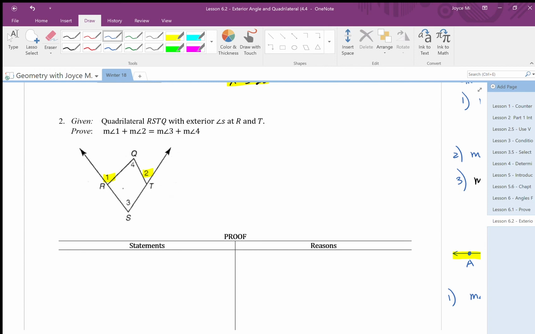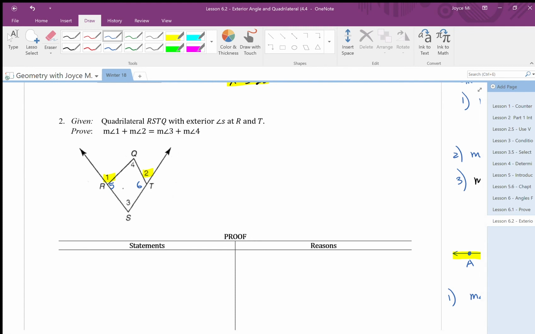So I see there's 1, 2, 3, 4. I'm going to make this 5 and 6. I can add names. So this is 6. So instead of saying angle QRS, I could say angle 5, just for ease of planning and working. But make sure you actually label them before you use them in your proof.